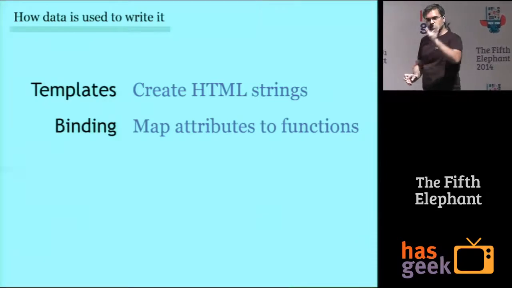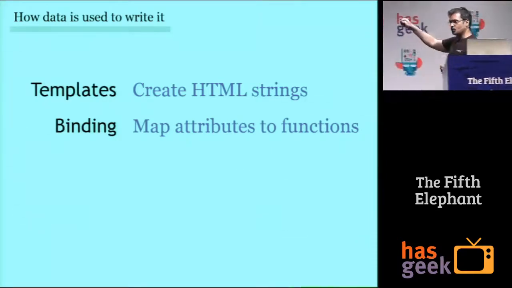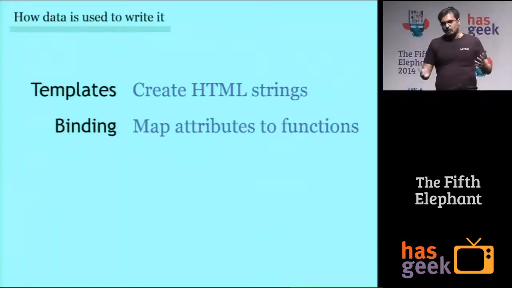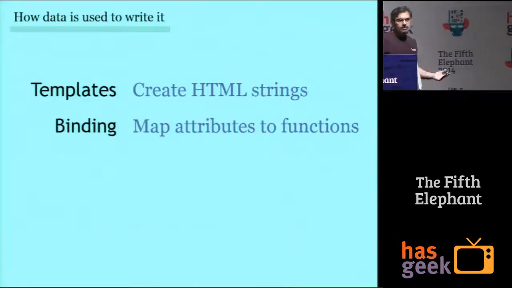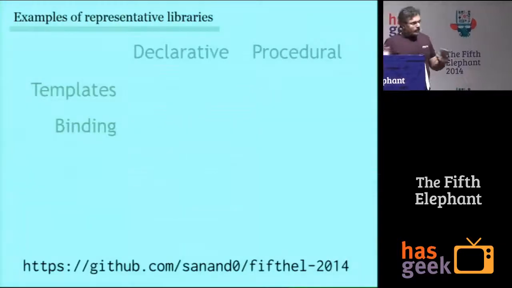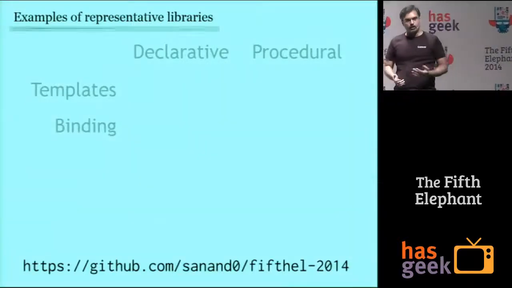I want this particular data element to be the color of this element, and so on. You take various columns and map those columns to attributes of the data. And that's effectively what binding does for you. Now, on the client side, I have only one option, JavaScript. So I've got to go for that. But from a combination of these perspectives, declarative versus procedural, templates versus bindings, what are the options that I have?